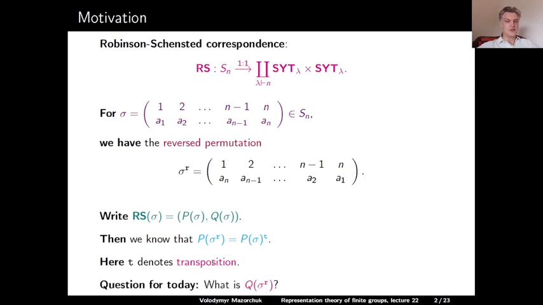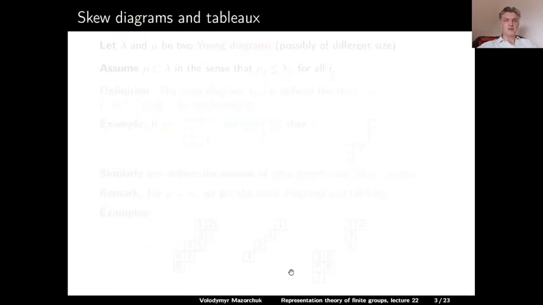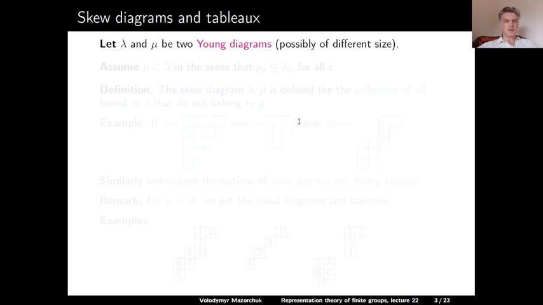So the question which we would like to answer today is how to determine the recording tableau which corresponds to the reverse permutation sigma r. So for this, we would need to talk about skew diagrams and skew tableaus.